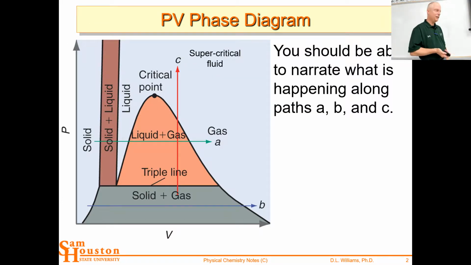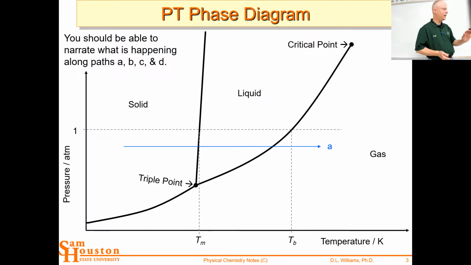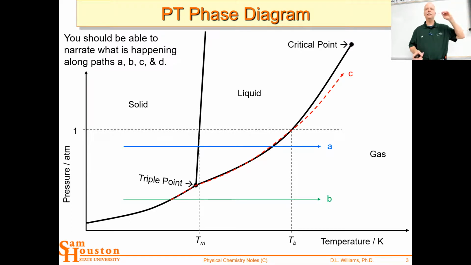Now we're going to go to the PT phase diagram. We have A, B, and C, going up. These are the same tracks we saw in the PV phase diagram, but in the PT phase diagram. So you should be able to compare those paths A, B, and C in both diagrams.